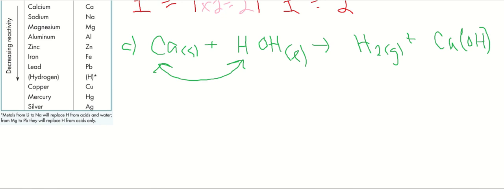Wait, does it say it's in a solution? Wait, what am I saying? This is water right there. So it is. This is a tricky one. Because it's water, if you drop calcium metal in water, it's going to dissolve calcium hydroxide.